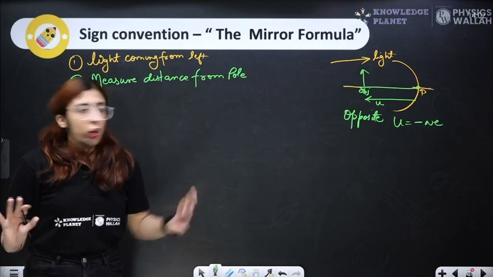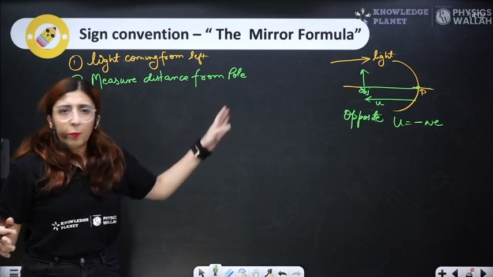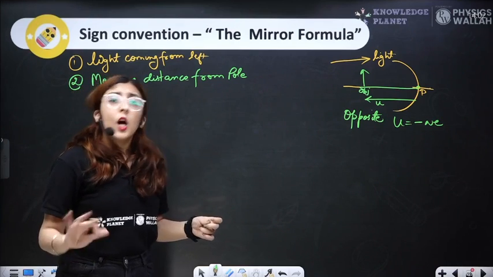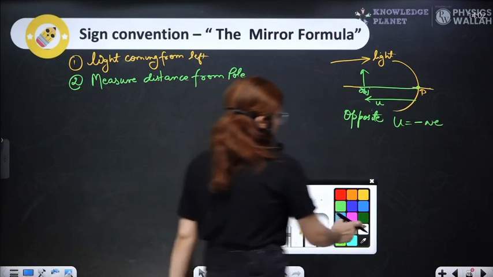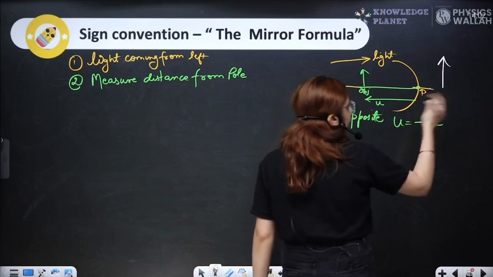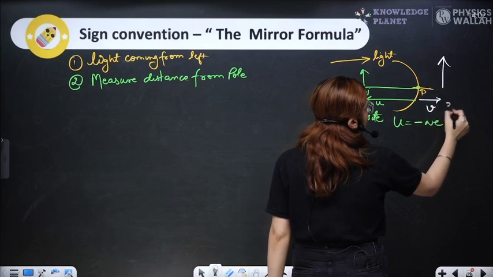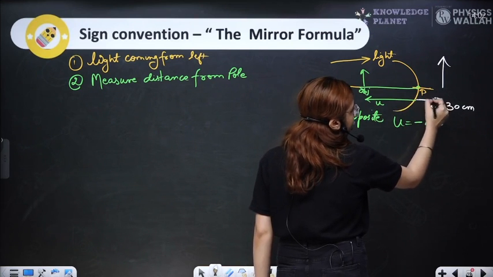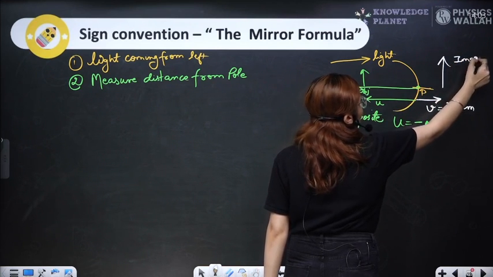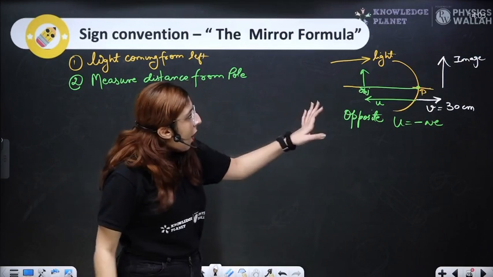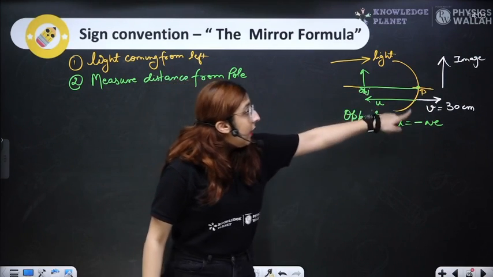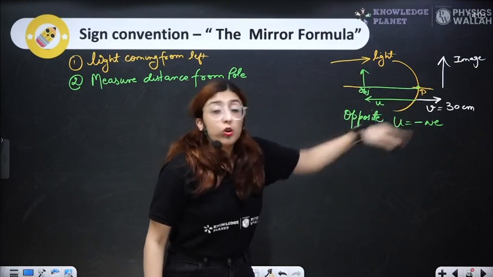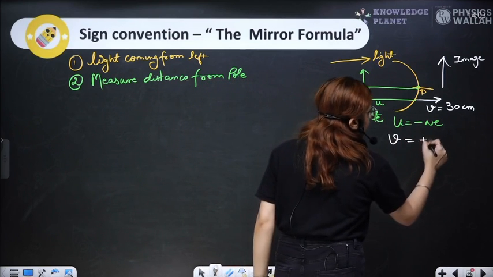So over here we are talking about the distance from the pole. Now they are saying that the image is formed behind the mirror, 30 centimeter. First of all, the distance is measured from the pole. So from pole to image, I am taking a rough. The direction of the distance of your image and light are the same, so you are going to take the image distance as positive.